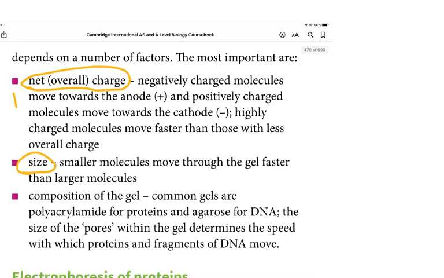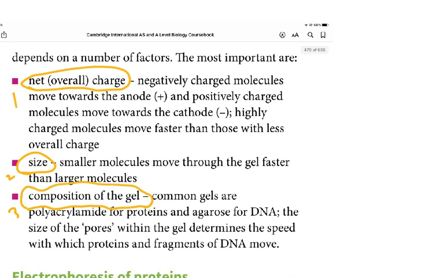So smaller molecules move through the gel faster. Like a thin person will run faster as compared to a person who is not so thin. So smaller molecules move through the gel faster than the larger molecules. Then number 3, this was 2, and number 3 is the composition of the gel.